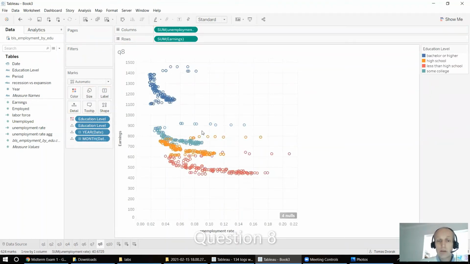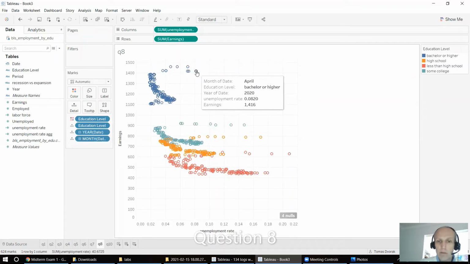And we see actually a pattern here. We see that as unemployment rate goes down, earnings start to pick up. That's because when unemployment rate is low, the bargaining position of workers is stronger, and so they can negotiate higher earnings. We also see these odd points over here.